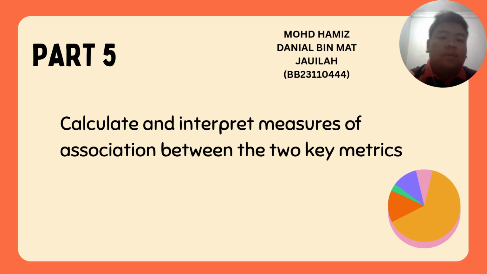Hello everyone, my name is Mohammad Amistania Bimat Javila with the matrix number BB233110444. I'm in charge of part 5, which is to calculate and interpret measures of association between the two key metrics. So let's get started.